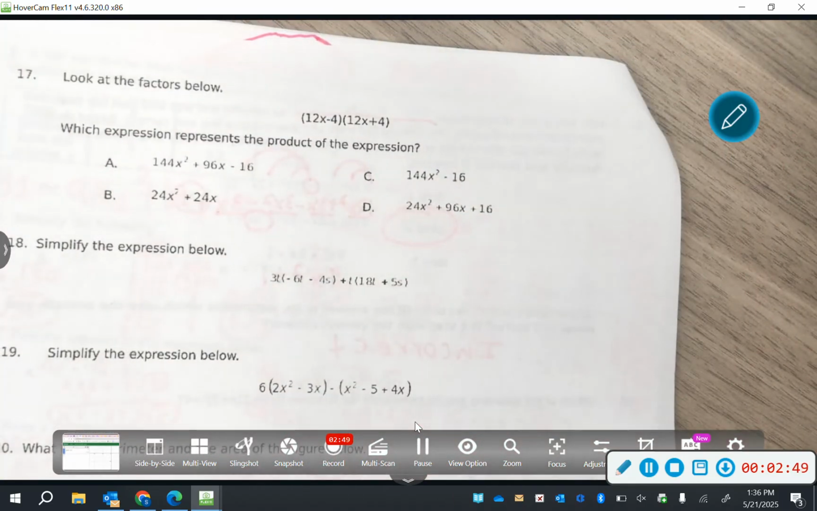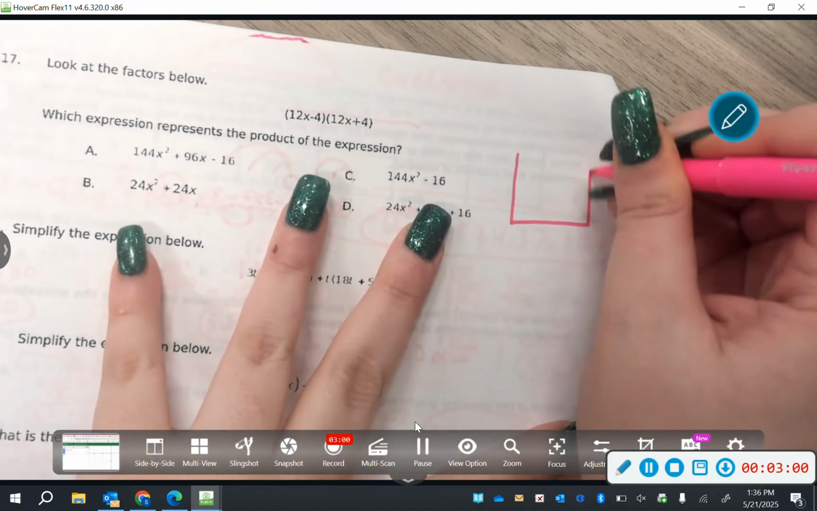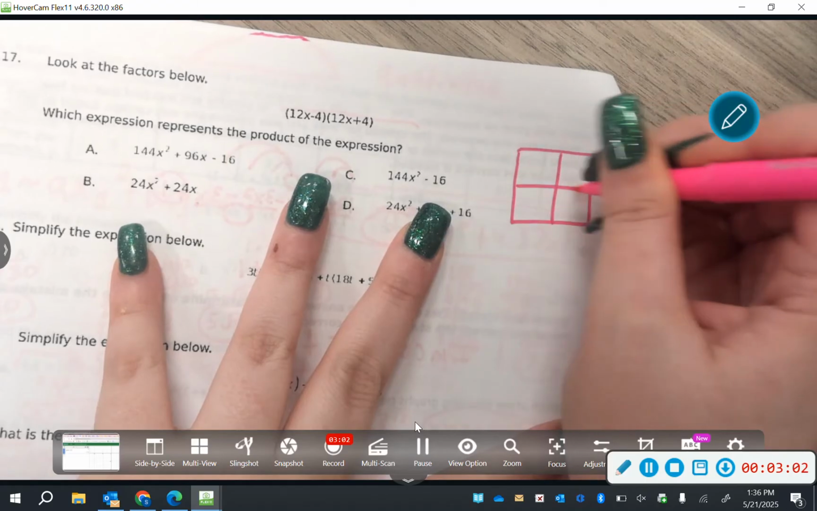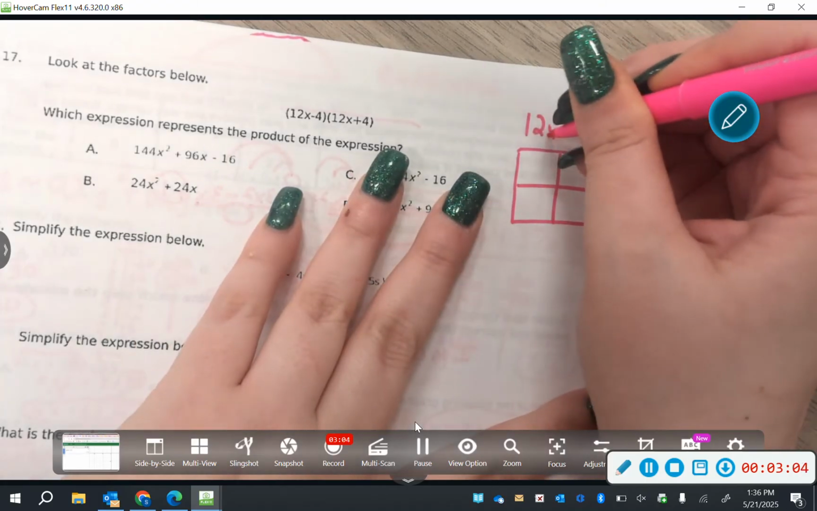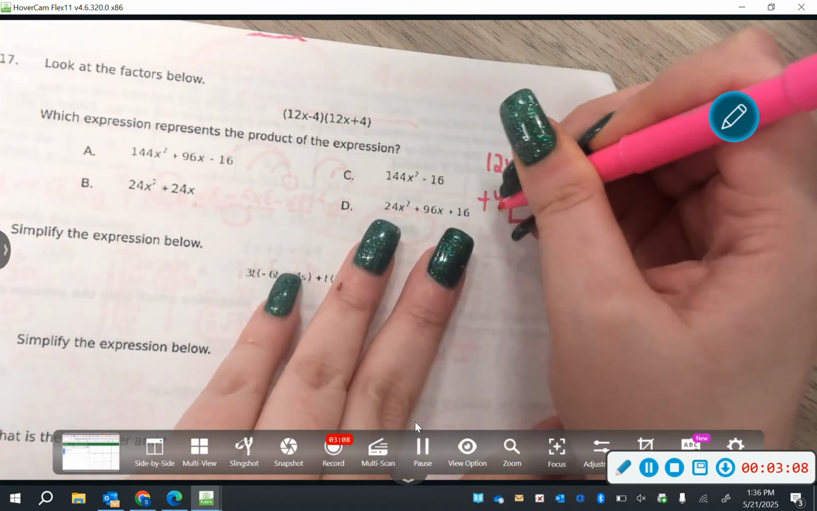Which of the following represents the product of the expressions? So they gave us 2 expressions here. You can either FOIL or box it. I'm a box kind of gal, so I'm going to box it. I got 12x minus 4, 12x plus 4.